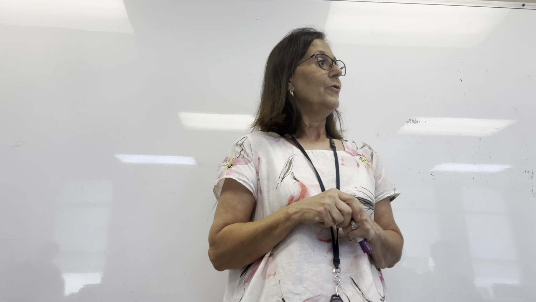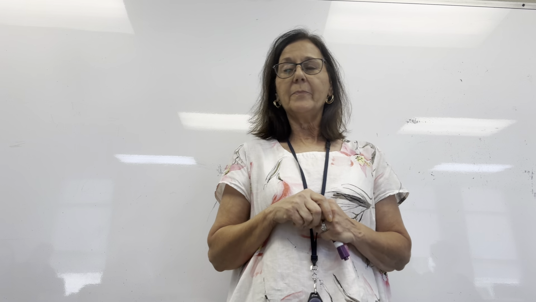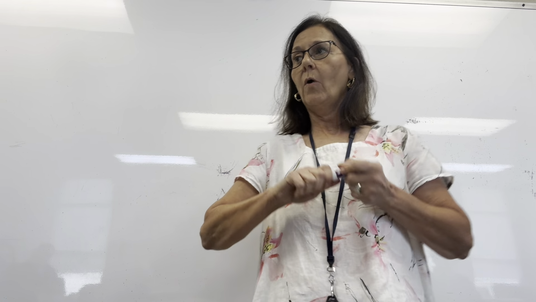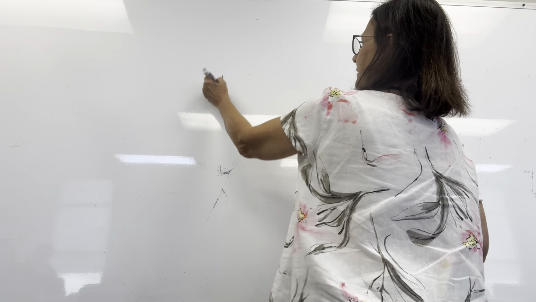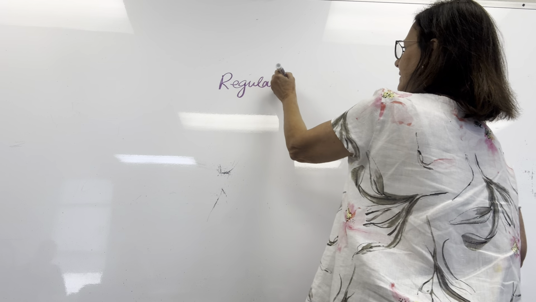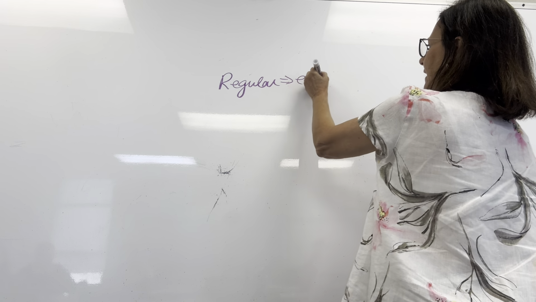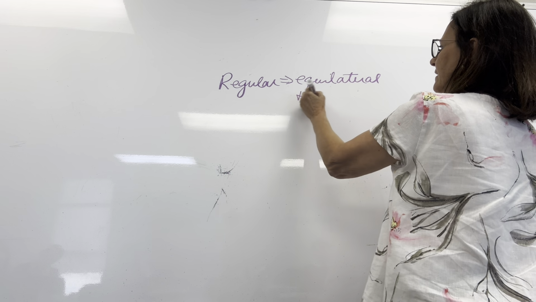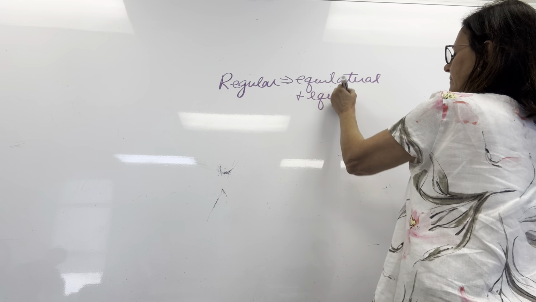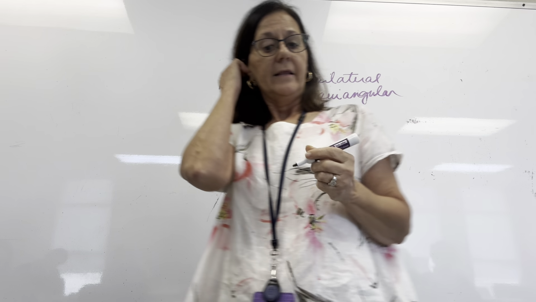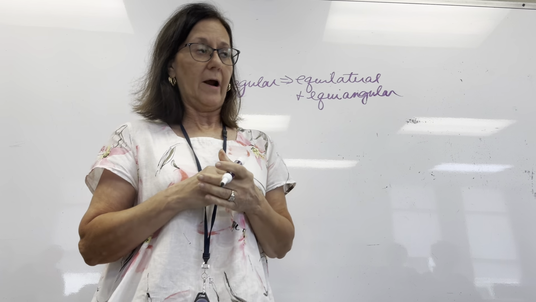Okay, lesson 1, regular polygons. What makes a polygon regular? What does the word regular mean? Equilateral, yes, and equiangular. That's what makes a polygon regular.